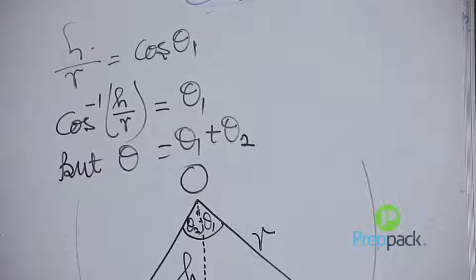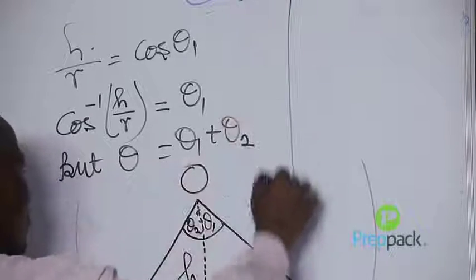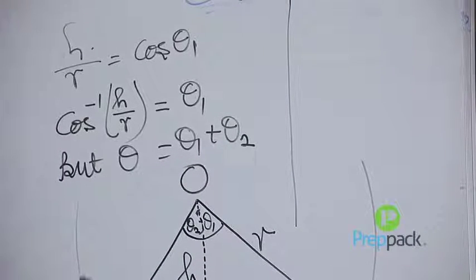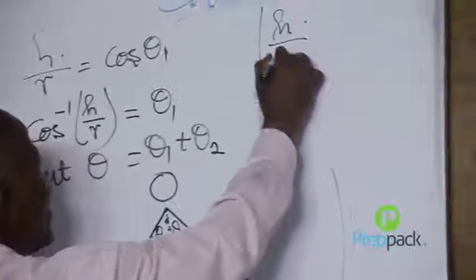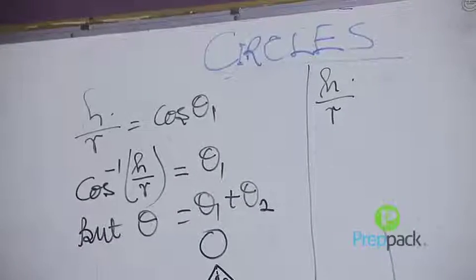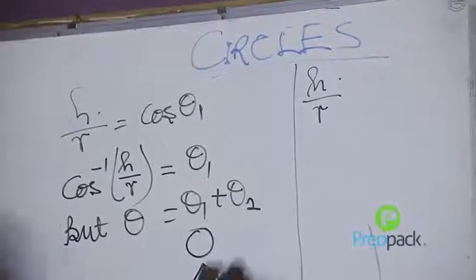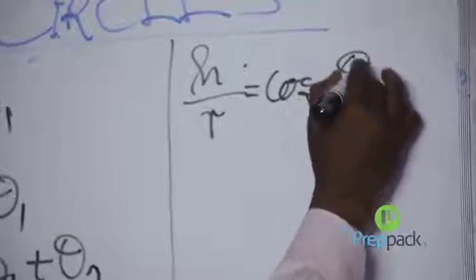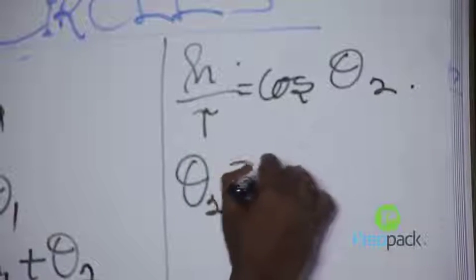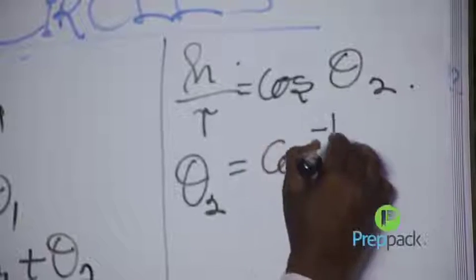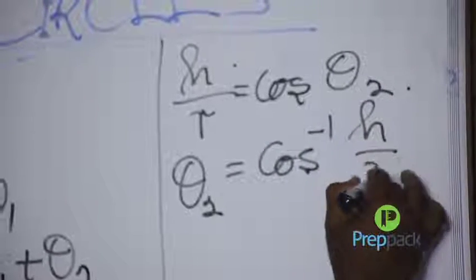Over here, in the same way, this is also R. H over R again, and this side gives me cosine theta 2. And so my theta 2 is equal to arc cosine of H over R.